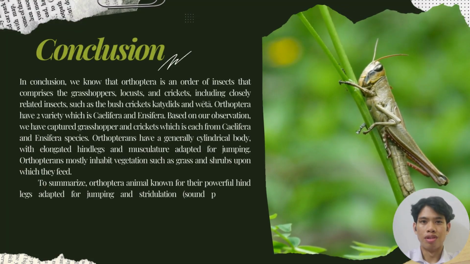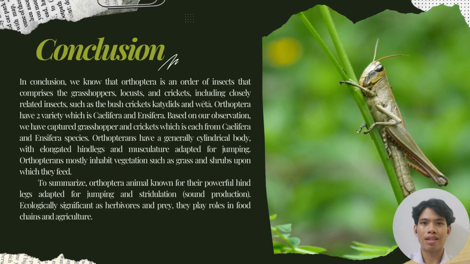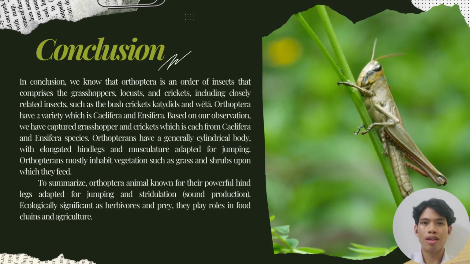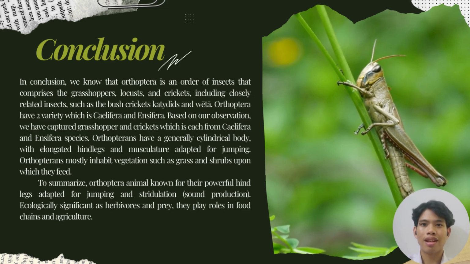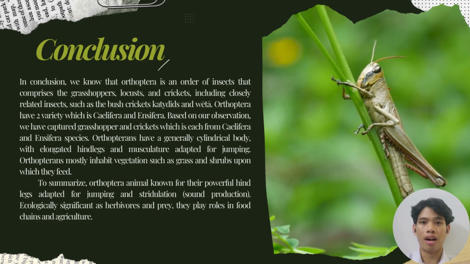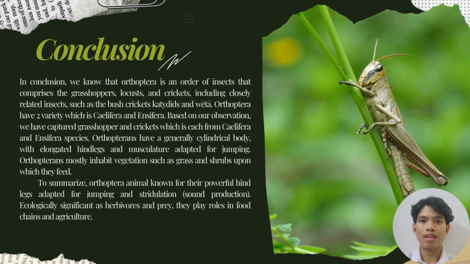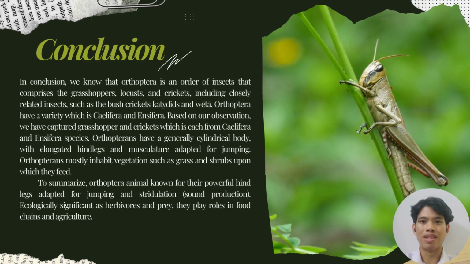And lastly, conclusions. In conclusion, we know that Orthoptera is an order of insects that comprises the grasshoppers, locusts, and crickets, including closely related insects such as the bush crickets, Tettigoniidae, and weta. Orthoptera have 2 suborders, which are Caelifera and Ensifera. Based on our observations, we have captured grasshoppers and crickets, which are from the Caelifera and Ensifera suborders.